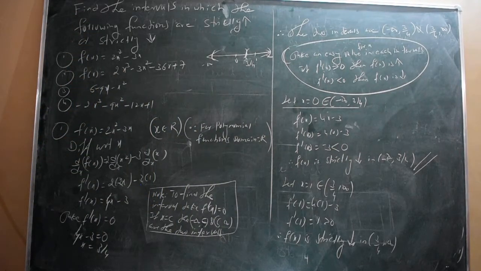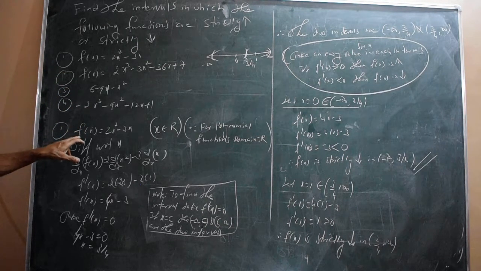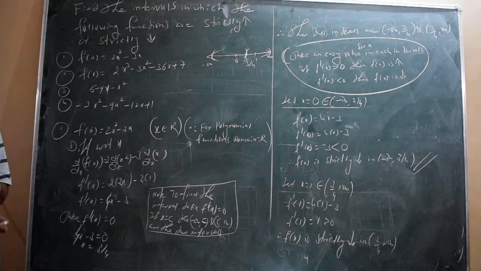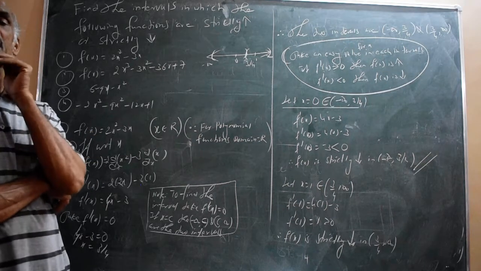Here, four problems you will go through. First one is f of x is 2x square minus 3x. Okay. Yesterday only I told what to do to find the interval.